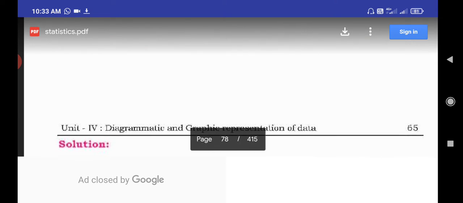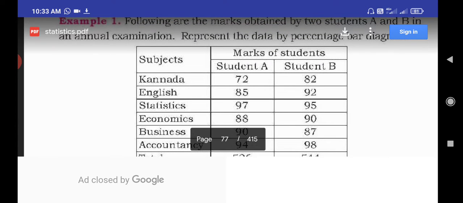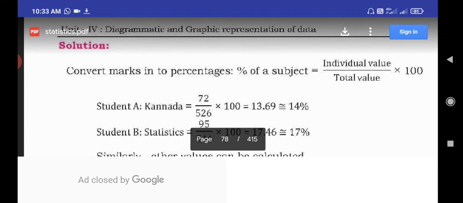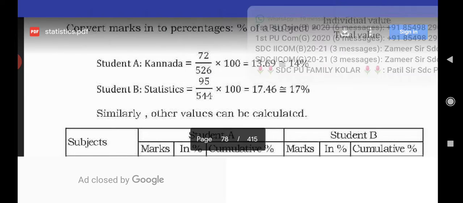So we already know about that. What is the given information? First one, student A, Kannada: individual value is 72, total value is 526. We have to apply the formula. Student A, Kannada, individual Kannada subject marks is 72, total is 526, into 100. When we convert the original data into a percentage, we will get 13.69, approximately 14%.